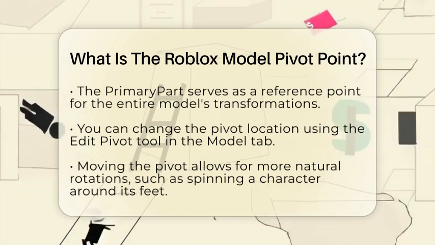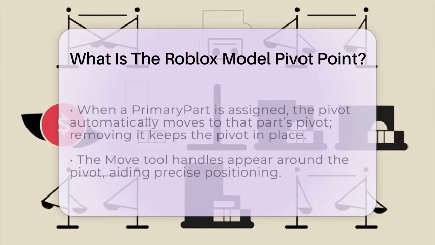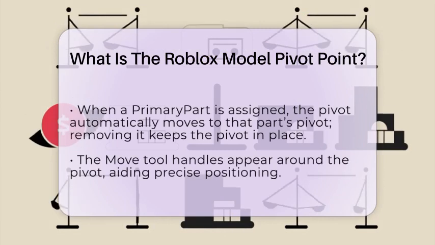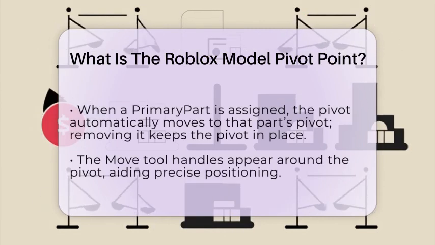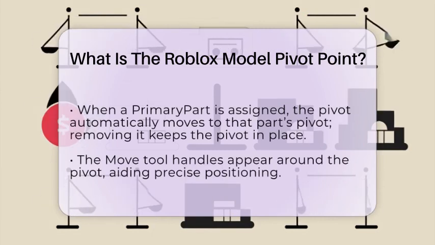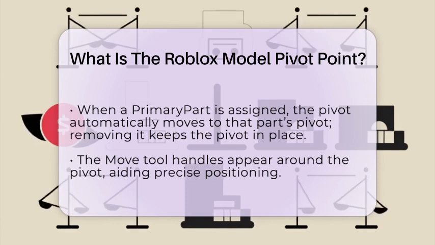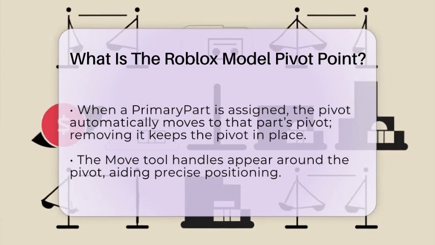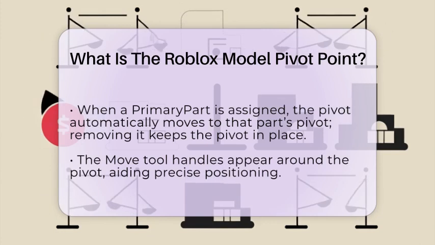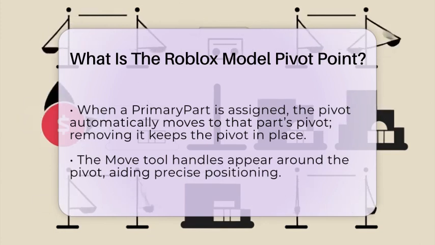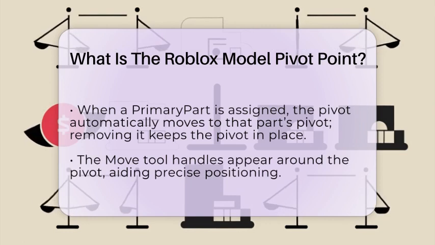When you assign a primary part to a model, the pivot automatically moves to that part's pivot. If you remove the primary part, the pivot stays where it was to prevent sudden jumps. The pivot also affects how the Move tool works. Handles appear around the pivot, not the edges of the model, making it easier to position objects exactly where you want.